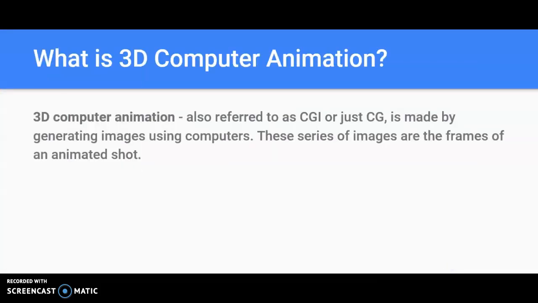3D animation, 3D computer animation, is also referred to as CGI or just CG. It's computer generated images, so it is images that are generated using computers. These series of images are the frames of an animated shot. Just like our stop motion and our 2D animation, 3D animation does progressively move our characters and our items in each slide.